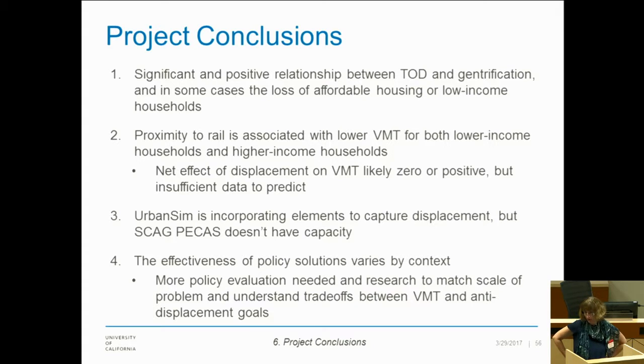All in all, this research gives us a significant body of evidence that we should look at SB 375 again and think about how regions might best analyze displacement pressures in the Sustainable Communities Strategies process. Thank you.